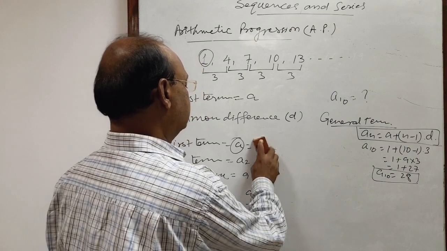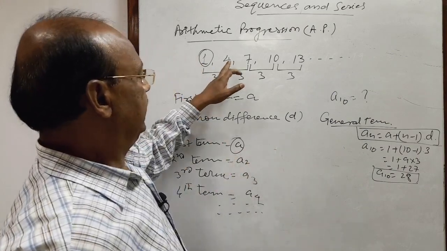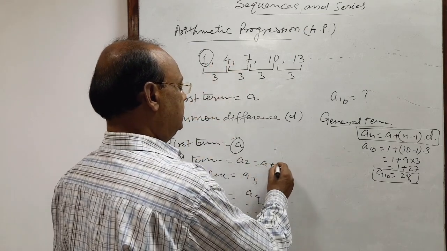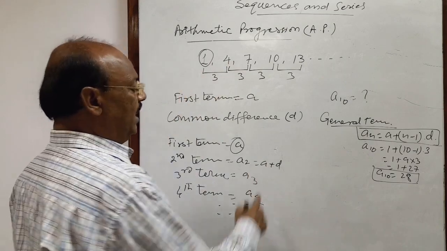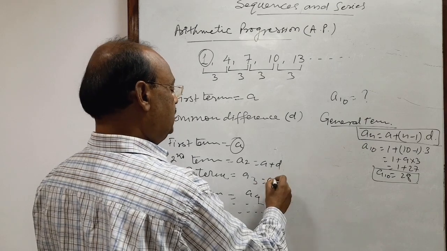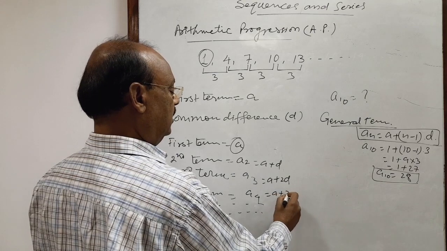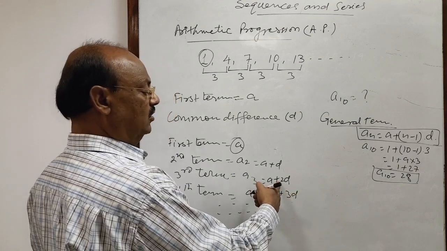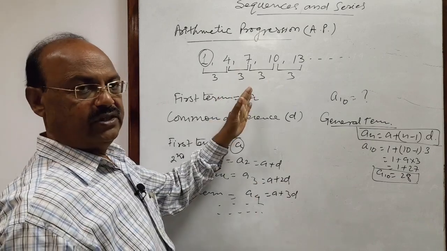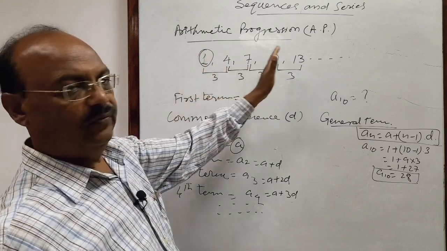So as we are discussing here, this is the first term, and the second term is a plus the common difference, which means the second term is a plus d. If we add d again, we will come to the third term. So a plus d plus d means a plus 2d is the third term. Similarly, the fourth term is a plus 3d. We are adding d to the third term, and we will get the fourth term. Since d, the common difference, is constant, if we continue adding d, we will get consecutively the next terms.